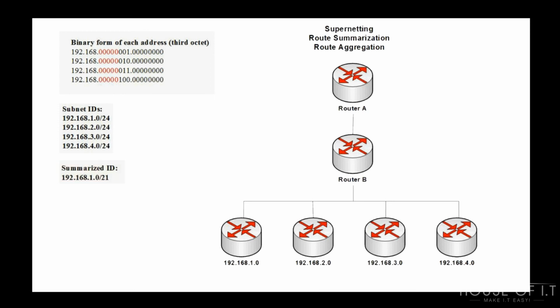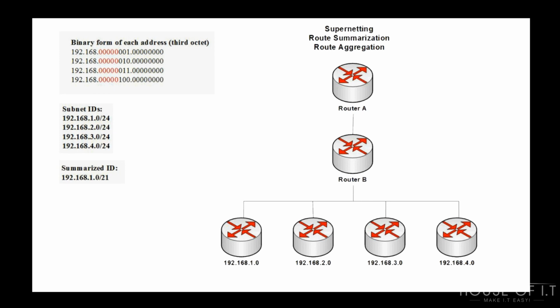And since all of these are consecutive, you can just convert it to binary, split the addresses at the leftmost 1 in the 3rd octet, since this is a class C address. Then you can now make the left side the network side, and on the right side are the host side. So from having a 24-bit subnet mask, we now have a 21-bit subnet mask. And we'll just use the first address as the summarized ID to represent all of the addresses in the network, which gives us 192.168.1.0 with a 21-bit subnet mask.